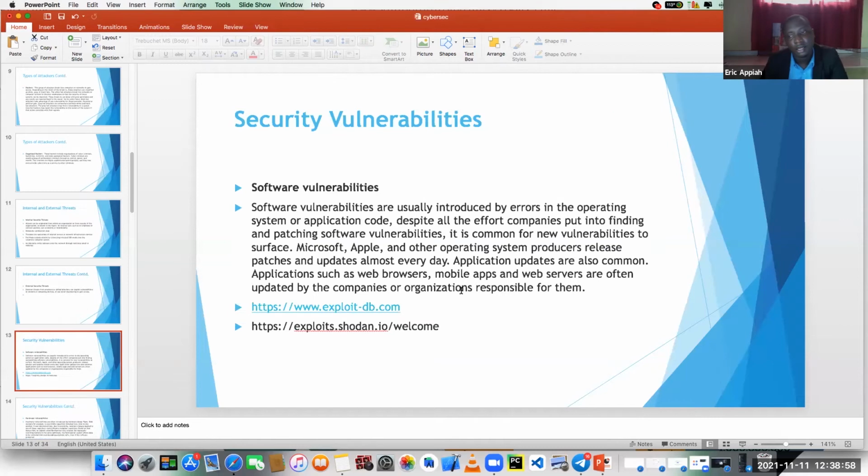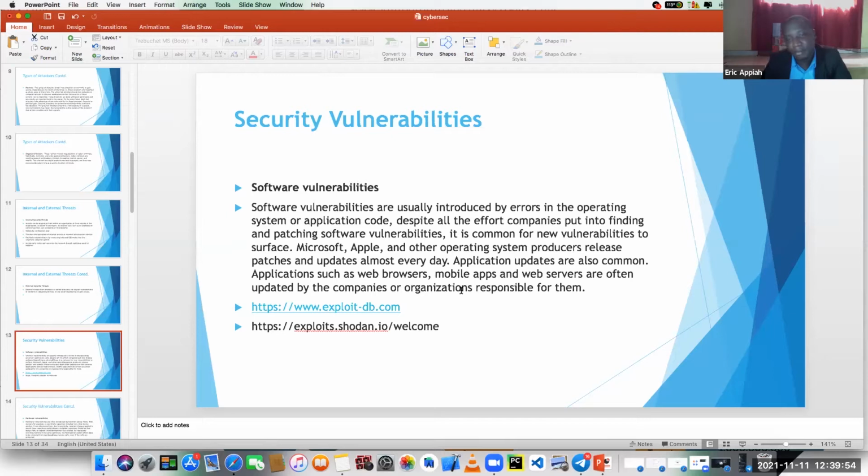Let's look at software vulnerabilities. Systems that are built are not perfect. That is why you hear of updates or upgrades. When you hear of updates, they are basically saying that we need to fix vulnerabilities or holes in the current system. Software vulnerabilities are usually introduced by errors in operating system or application code. Update is usually to fix the errors. Despite all the efforts companies put into finding and patching software vulnerabilities, vulnerabilities are common. You can find them in Microsoft, Apple, Android. That is why they keep releasing updates every single time.